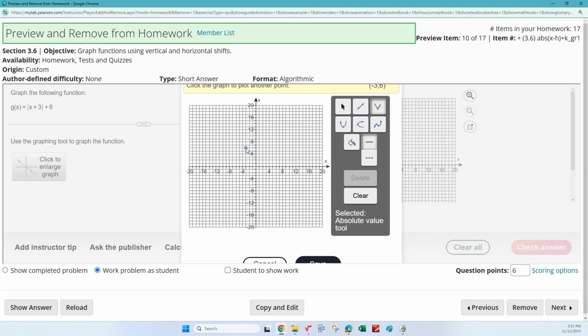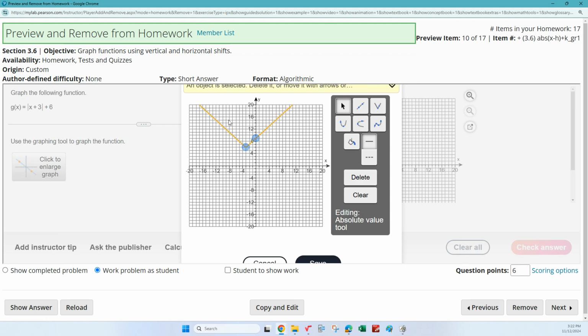So we need to plug in some other value of x into our function. What would be an easy one to plug in? I could plug in 1. How about 0? If I let x equal 0, then I get the absolute value of 0 plus 3. That's just 3, right? Absolute value of 3 is 3. 3 plus 6 is 9. Agreed? So I could just go to the point 0, 9, which is right there.